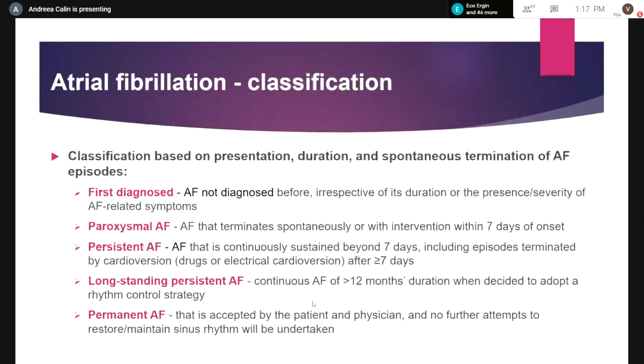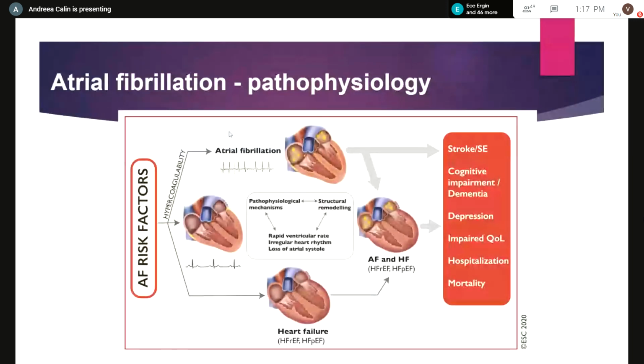So there are a lot of complications that are considered to be linked with atrial fibrillation, apart from stroke: cognitive impairment, also dementia, depression, impaired quality of life, hospitalization, a lot of admissions for atrial fibrillation, and in the end, a higher mortality than in the general population.